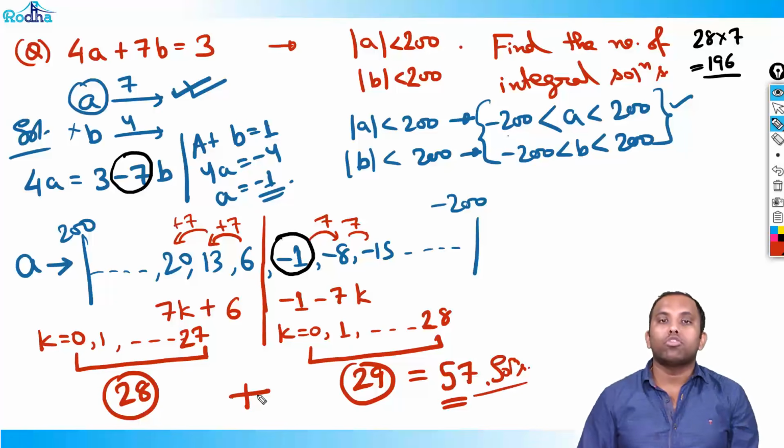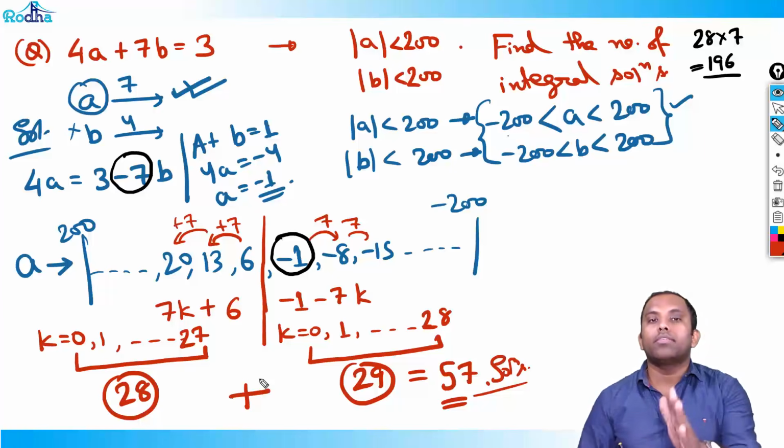So it's a very good question, a super question, a previous year CAT question. I made a slight change: mod a less than 100 and mod b less than 100, I changed to 200 and 200.